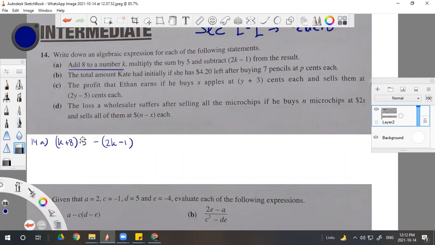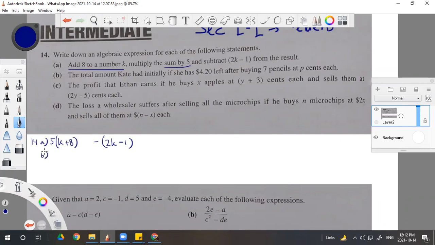Ms. Rans, if I want to move the 5 to the left side, can I? Yes, of course, and it will be easier. Then multiply the sum by 5, and then subtract 2k minus 1 from the result. Do you have to simplify this? No, it's not asked. So just like this.